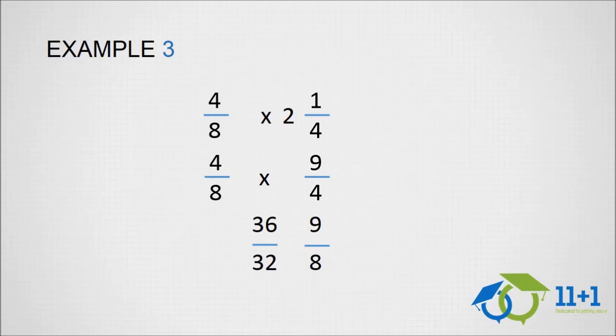Okay, so now at the moment this is a top-heavy fraction. That's because the number on the top is bigger than the number on the bottom. We can solve this by thinking 8/8 is one whole circle, but this is 9/8, so this is a whole circle plus 1/8, so 1 and 1/8.